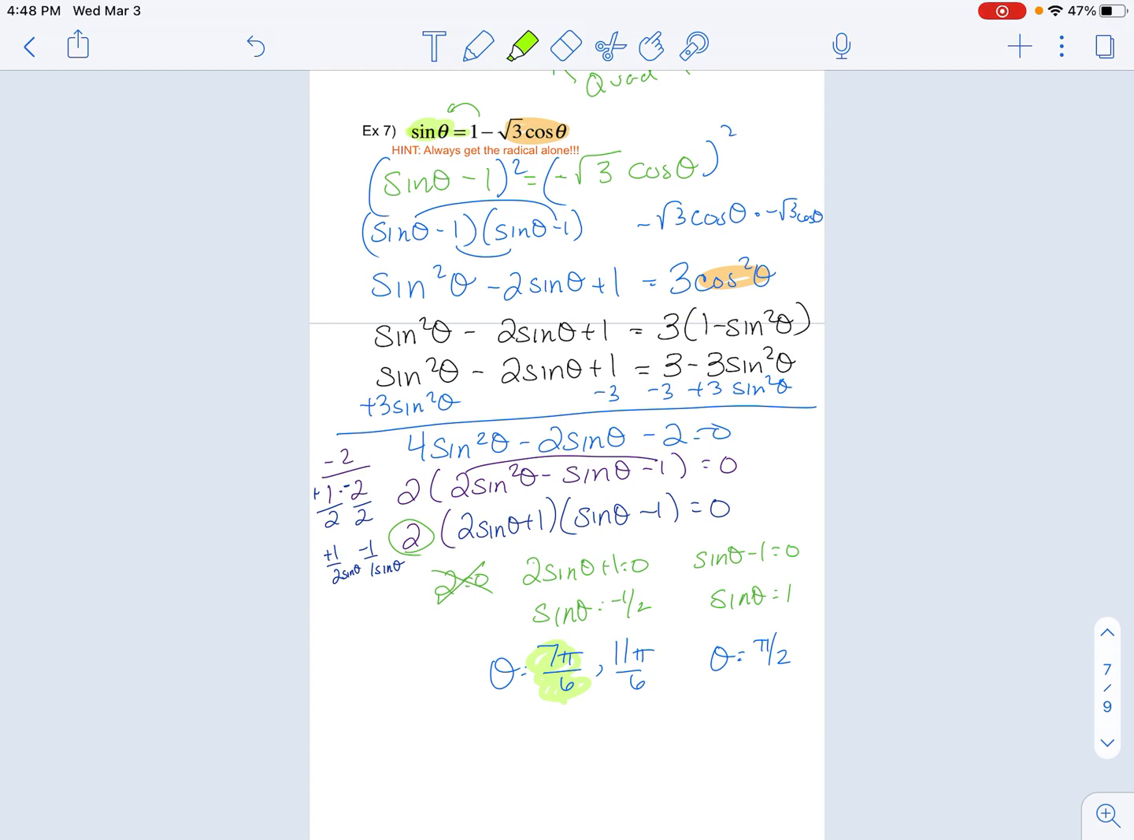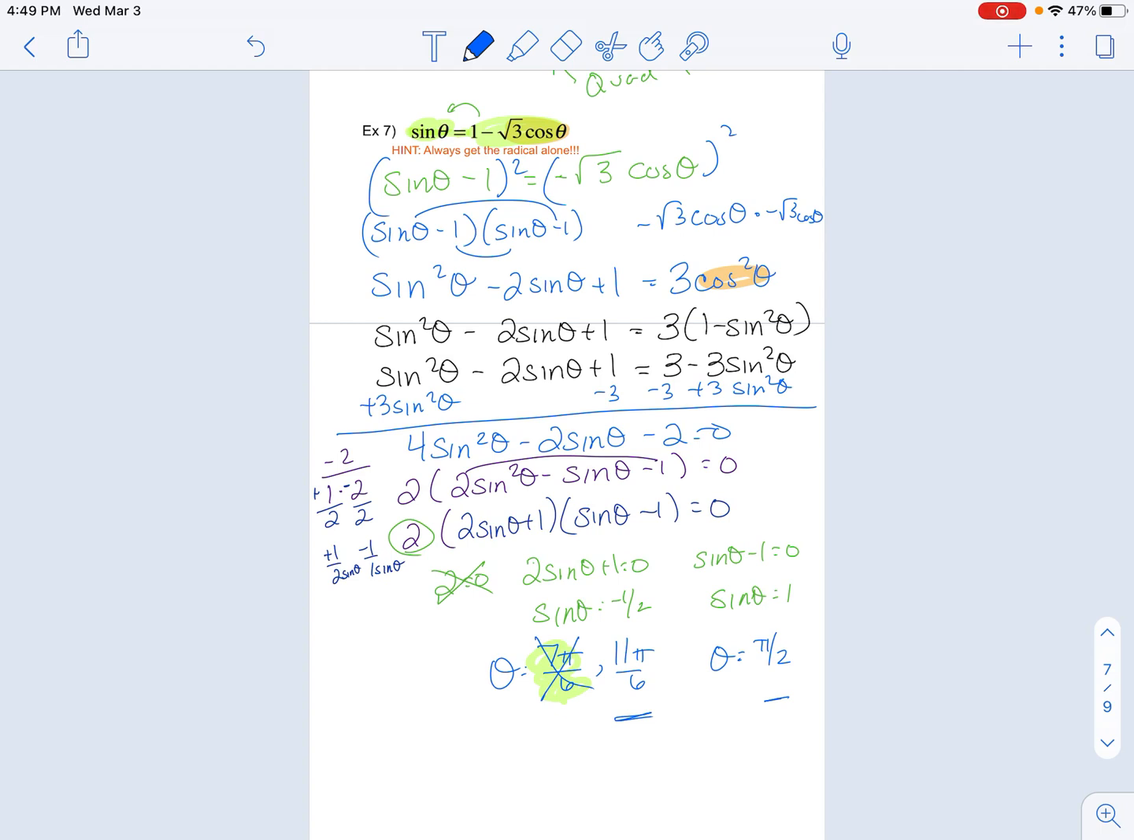So sine of 7 pi over 6, which we know is -1/2, and then plug it in on the other side as well. Again, you can use your calculator to check. Type in 1 minus root 3 times cosine of pi over 6, and you will notice that those two sides are not the same. Now you've got to do the exact same thing with both 11 pi over 6 and pi over 2. Anytime you square both sides, you must check your answers.